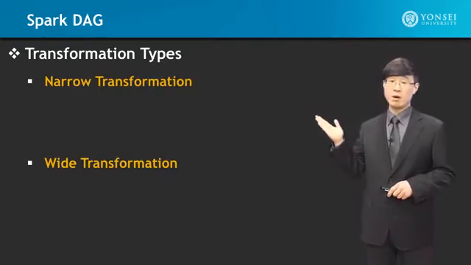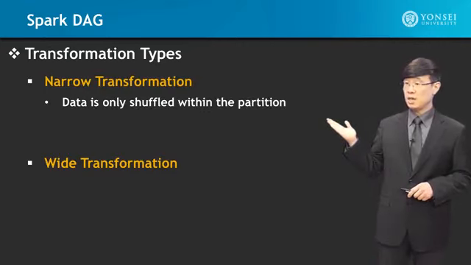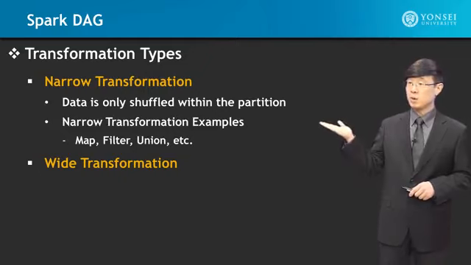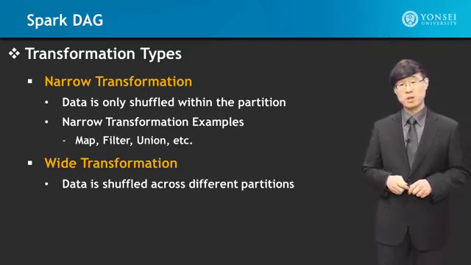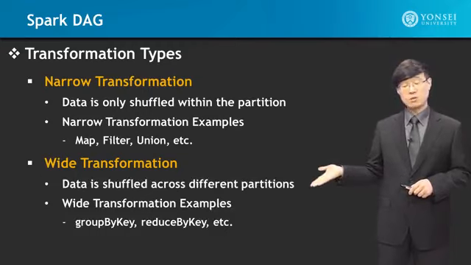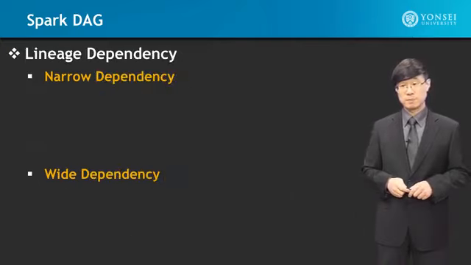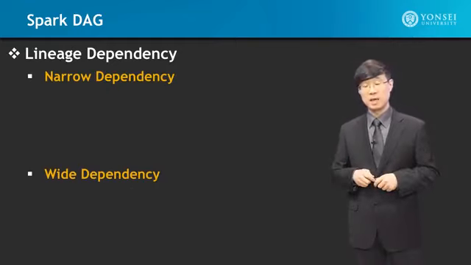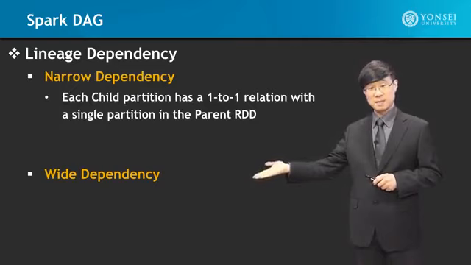Transformation types include narrow transformation and wide transformation. A narrow transformation is when data is only shuffled within the partition. Narrow transformation examples include map, filter, union, and others. In a wide transformation, data is shuffled across different partitions. Wide transformation examples include group by key, reduce by key, and others. This results in a dependency, a lineage dependency, where likewise we can say narrow dependency and wide dependency.